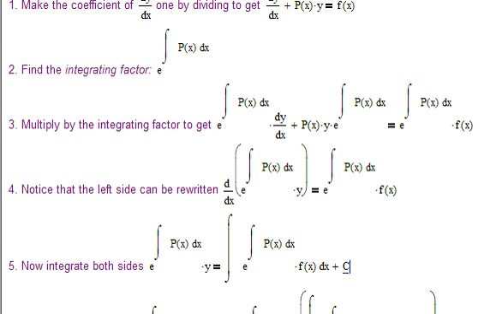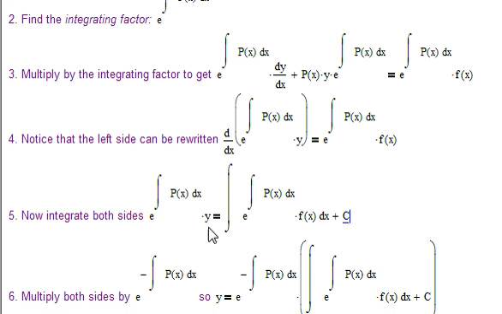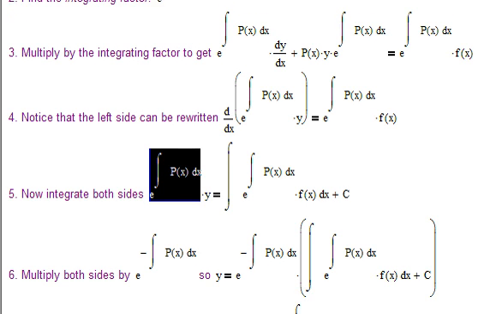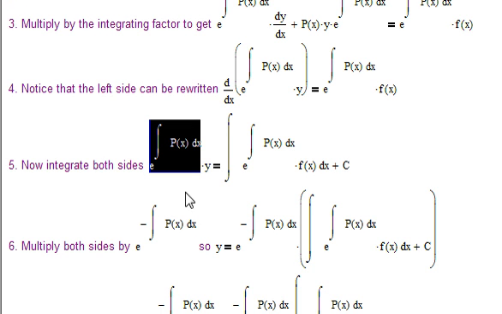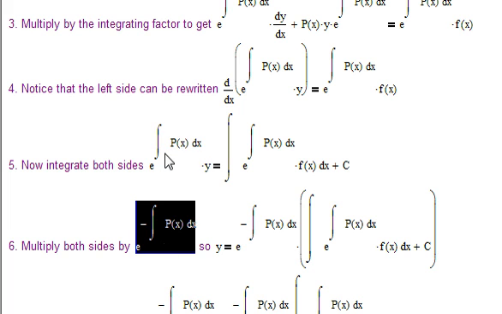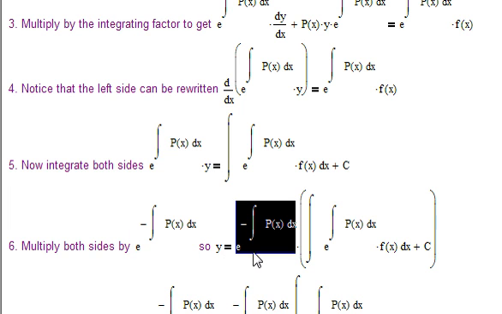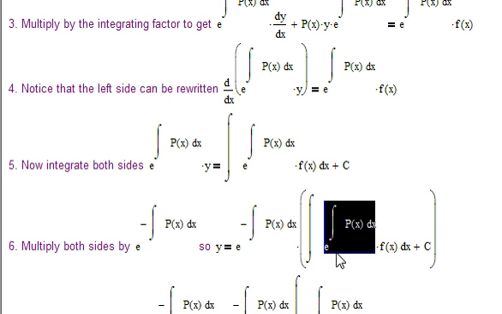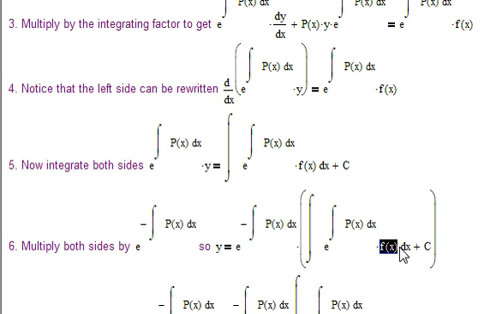Now, remember, we're ultimately trying to find y. So in order to find y, all we'd have to do is divide both sides by the part that I have highlighted here. I didn't say to divide by that, but really I'm multiplying both sides by e to the negative of that, and you understand that that's the same as dividing. So we wind up with y equals e to the negative integral p of x dx times the integral of e to the integral p of x dx times f of x dx plus c.